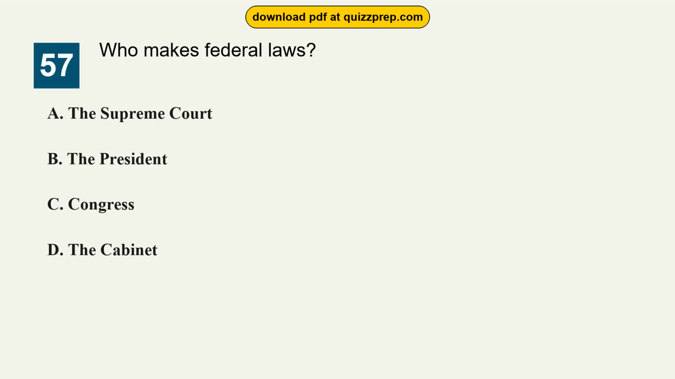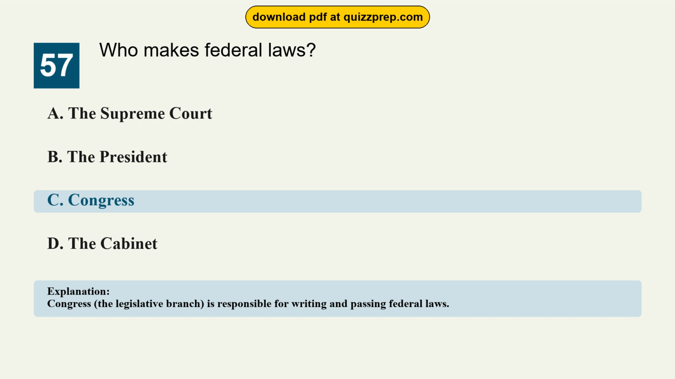Question 57. Who makes federal laws? Option A, the Supreme Court. Option B, the President. Option C, Congress. Option D, the Cabinet. The correct answer is option C, Congress. Congress, the legislative branch, is responsible for writing and passing federal laws.